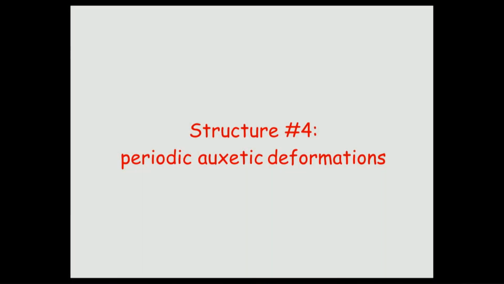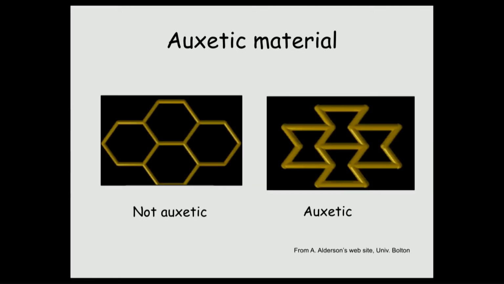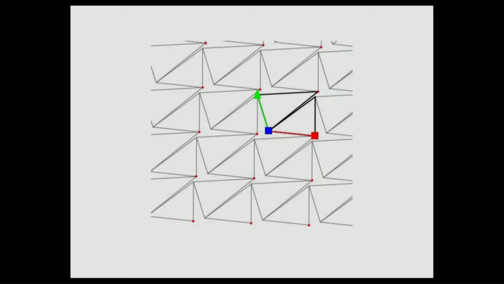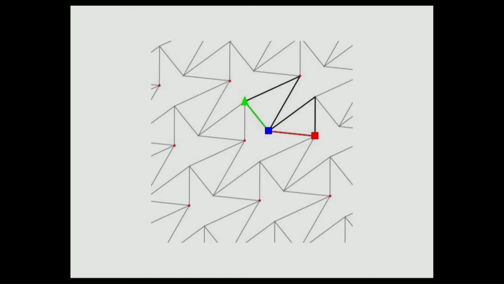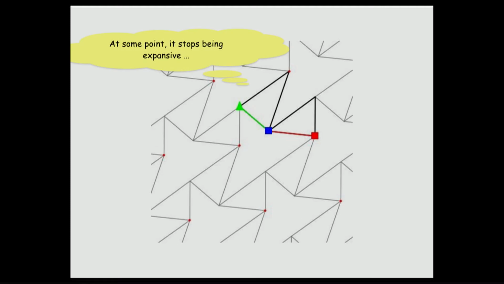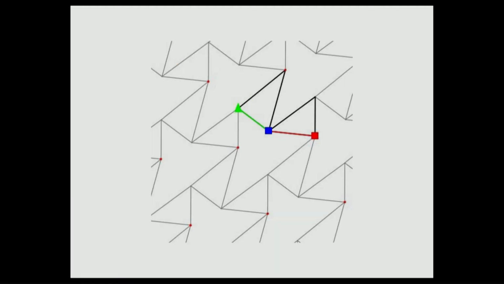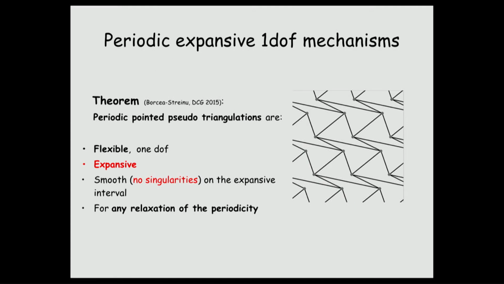Periodic structures, right? Auxetic deformations. I'm going to go very quickly now. You have seen this. So the point is that we have generalized the pseudo-triangulations from the finite to the periodic case, and they have similar properties. They are 1 degree of freedom and move expansively. And expansive implies auxetic, implies that it enlarges when you stretch something. And at some point, so that's a theorem.